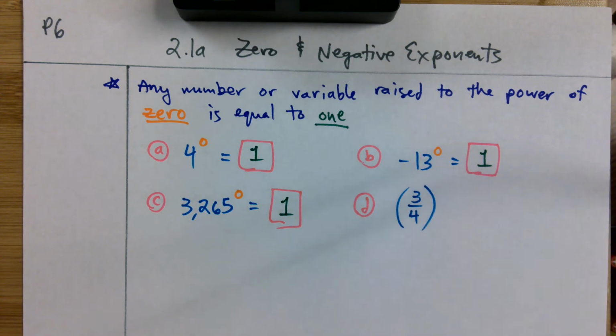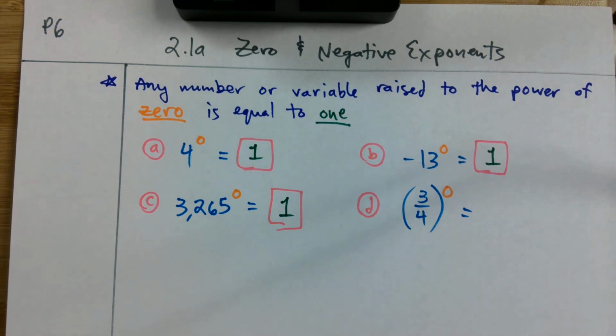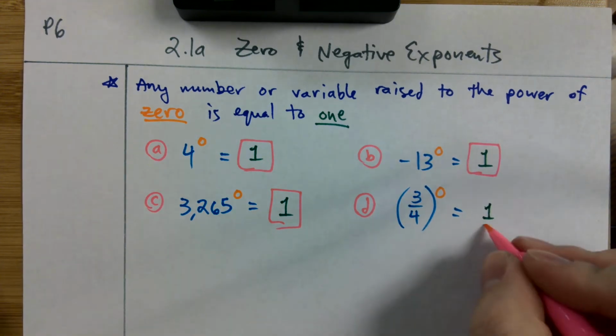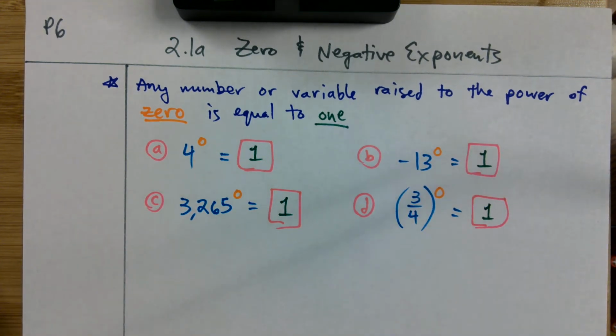Now, if we have a fraction, 3 to the 4th raised to the power of 0, what do you think that's going to equal? One over one. Sure, that works, because 1 over 1 is just equal to 1. Is a fraction a number? Yes, of course it's a number. So even if it's a fraction and you raise it to the power of 0, it's equal to 1. Doesn't matter how long the number is, how small the number is, whether it's a fraction or negative, it equals 1.